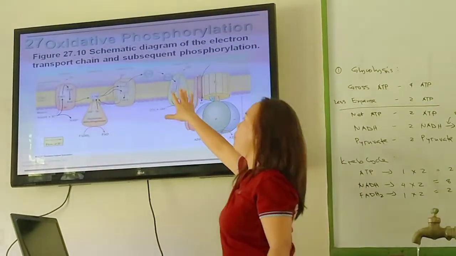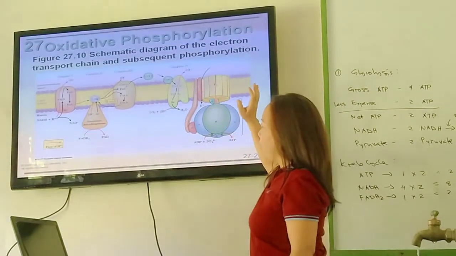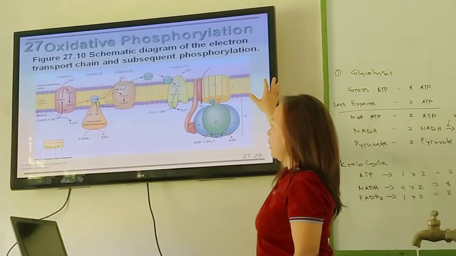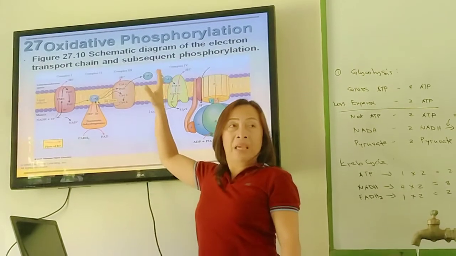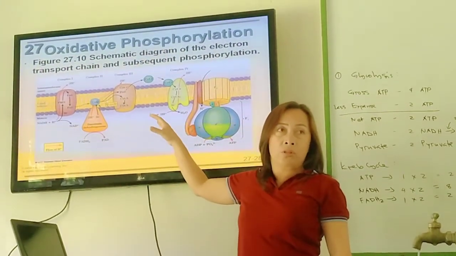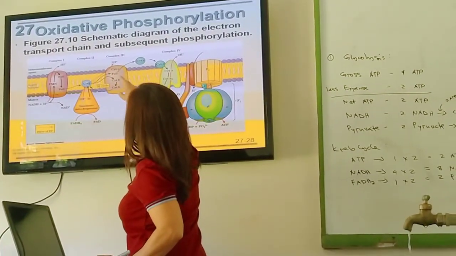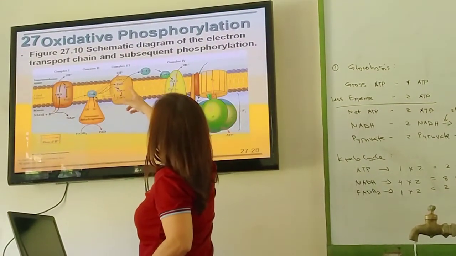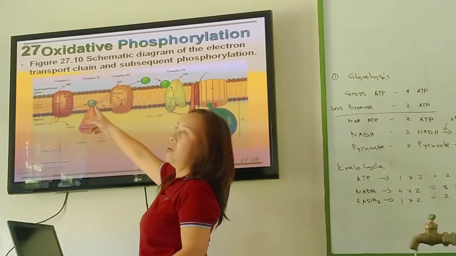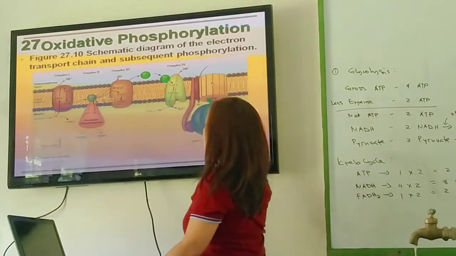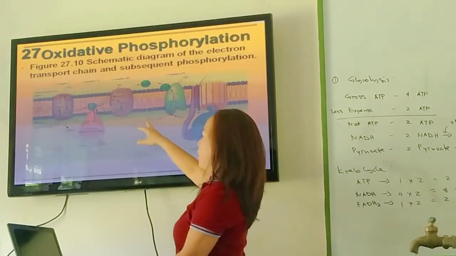Now, aside from that, there are protein carriers. As I have said, these are proteins which may also carry the electrons. Okay, so you have here cytochrome B, cytochrome C, and then we also have here the quinones. Other molecules, we have cytochrome A, and of course we have the oxygen.